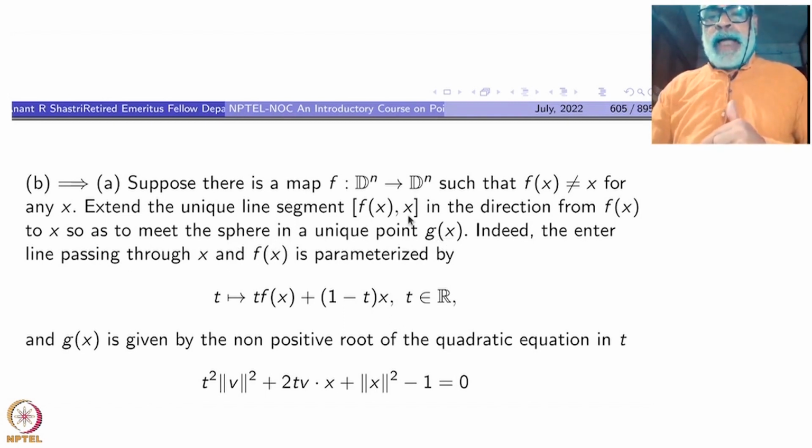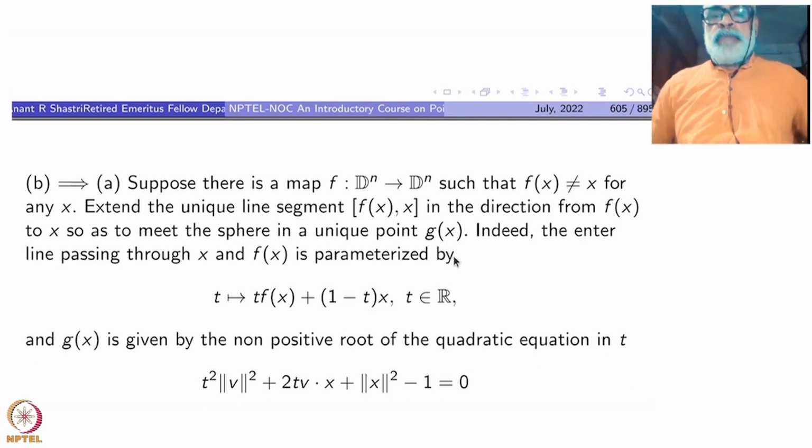Because the entire line segment is contained in the closed unit disk. Maybe it is strictly inside the unit disk, so you will have to extend it. As soon as you extend it, because the entire thing is a bounded set, it will have to hit the boundary somewhere. So the boundary is a sphere. So this is just a geometric way of getting this function g. In olden days, that was enough for people to understand that g is continuous. Even today, I can leave it as an exercise.